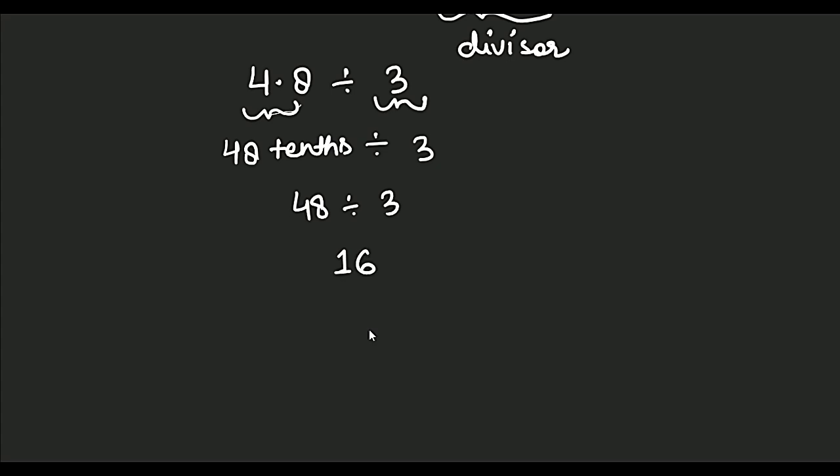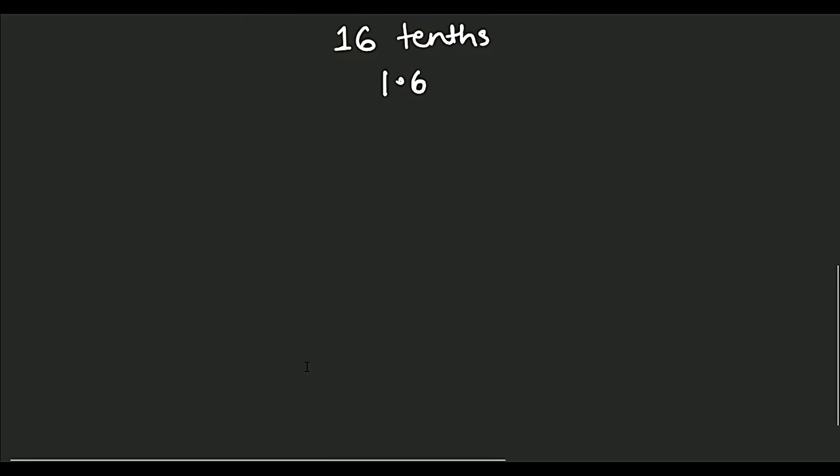Now the only thing left is to put my decimal point back. Since 48 was tenths, it will be 16 tenths. So when I convert it back to the number, it will be 1.6. Basically, you see there is only one digit after the decimal point in my 4.8, so after we get my answer, we follow the same pattern to put the decimal point back. So this was case number one. It was very easy. We learned how to divide a decimal number by a whole number.